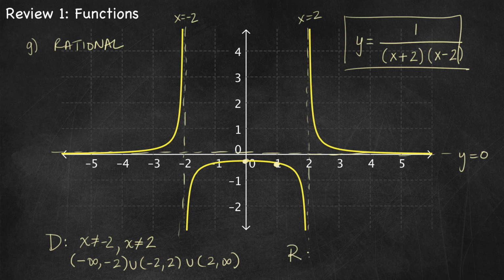The range is all real numbers except where I have that horizontal asymptote. So all real numbers except 0. I could say y not 0. Or if I wanted to do interval notation, I would say -∞ to 0, union 0 to infinity.